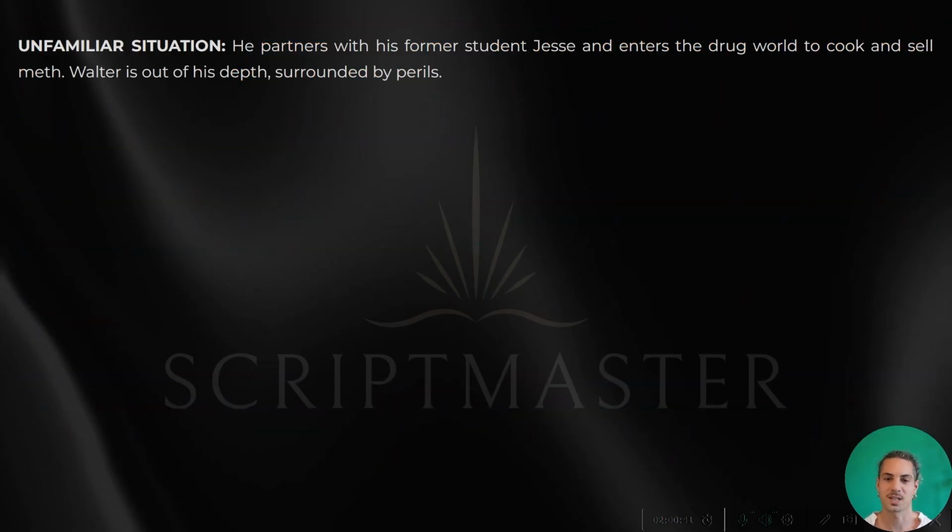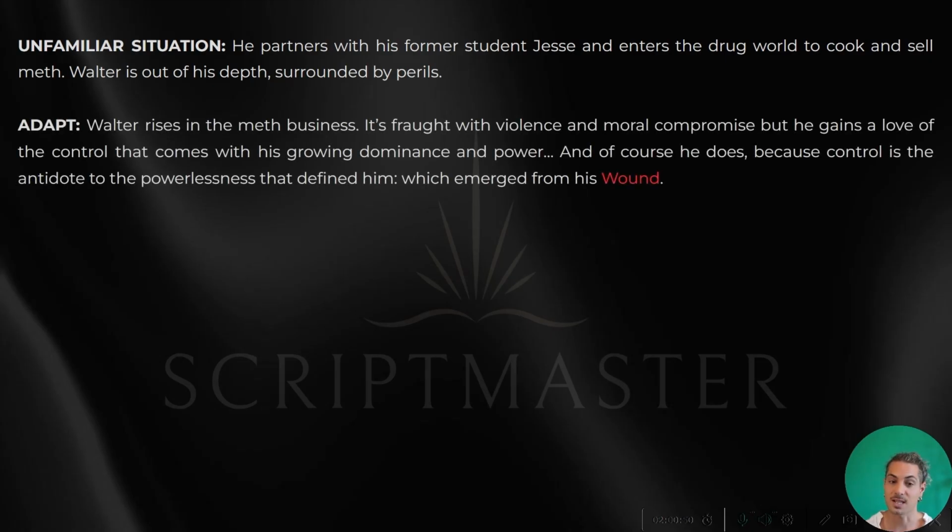Walter partners with his former student Jesse and enters the drug world to cook and sell meth, but Walter is out of his depth and surrounded by perils. He rises in the meth business as he adapts to the unfamiliar situation. It's fraught with violence and moral compromise, but he gains a love of the control that comes with his growing dominance and power, and of course he does, because control is the antidote to the powerlessness that defined him in his initial state of being. Powerlessness that emerged from his wound.